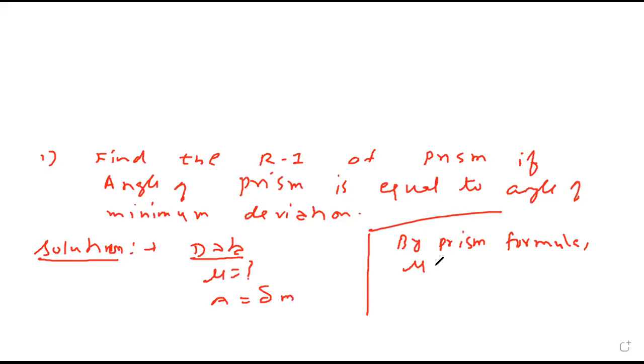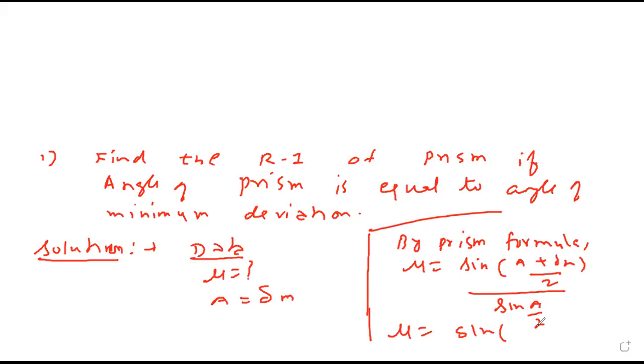Formula: refractive index is sine of (A plus delta m) upon 2 divided by sine A by 2. Delta m and A are the same. So we can say sine of (A plus A) upon 2 divided by sine A upon 2. So mu equals to, what is sine A plus A? 2A. 2A divided by 2, what will you get? Sine A, upon sine A by 2.